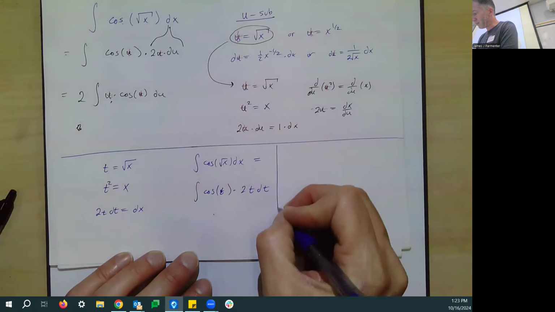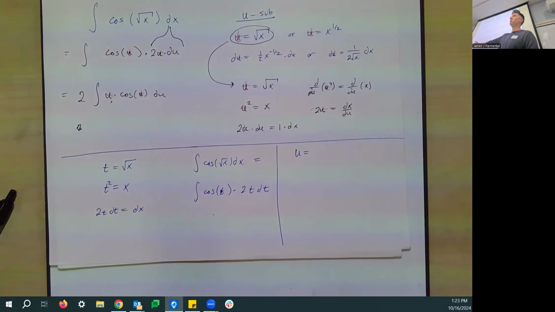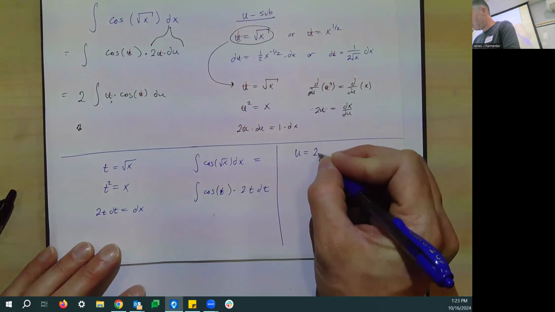We're going to let u equal which part? Cosine of t or 2t or just t? Either way, actually. Well, not either way, not all of them. You can either pick t or 2t, right? You can grab the constant multiple if you want to or not. Let's go ahead and grab it just for a change of pace. So my u is going to be 2t.